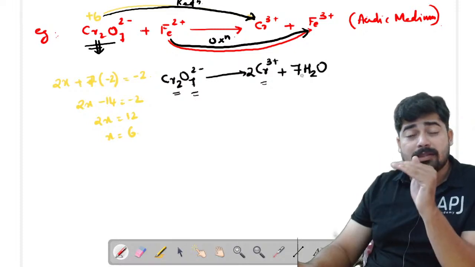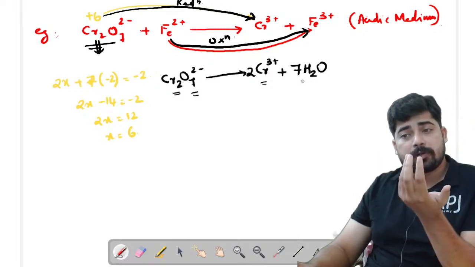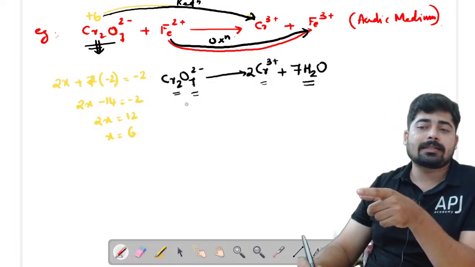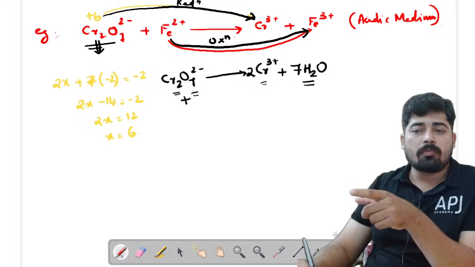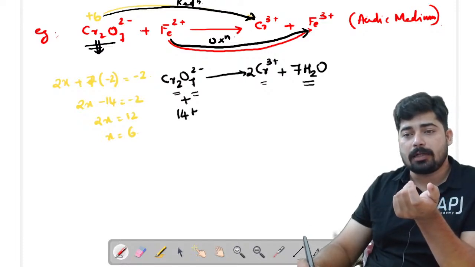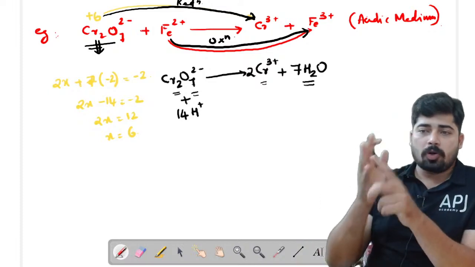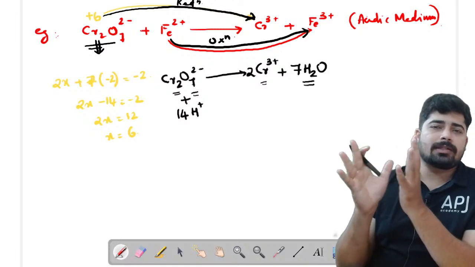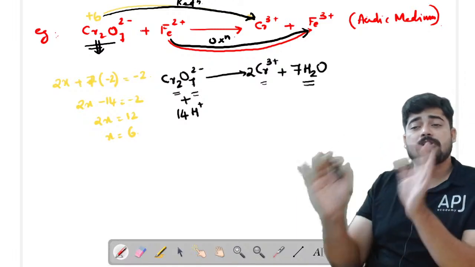Now what is next? Next you have to balance hydrogen. Here in the RHS there are 14 hydrogen atoms. In the LHS there are no hydrogen atoms. So by using H plus I have to balance hydrogen atoms. So I will be using 14 H plus. Now chromium is balanced, oxygen is balanced, hydrogen is balanced. What is the last one? Balancing the charge.